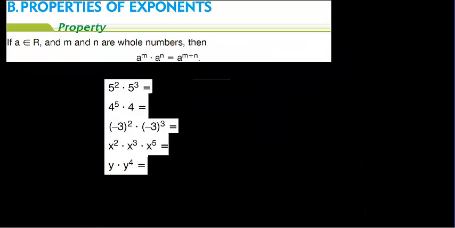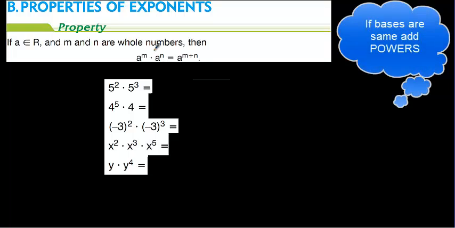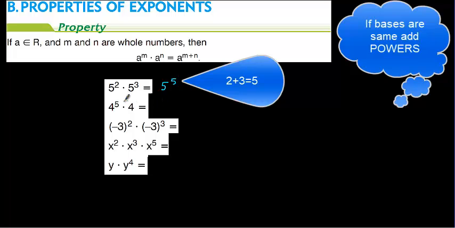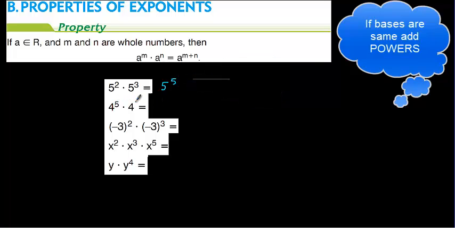Here there are some properties. a to the power of m times a to the power of n, when the bases are the same, we add the powers. So 5 to the power of 2 times 5 to the power of 3 is going to be equal to 5 to the power of 5. And 4 to the power of 5 times 4 to the power of 1. When the power is not written, we know that it's an invisible power of 1. So 4 to the power of 5 plus 1, which is equal to 4 to the power of 6. And I'm going to do this one, the negative one. The negative is not important because the bases are the same.